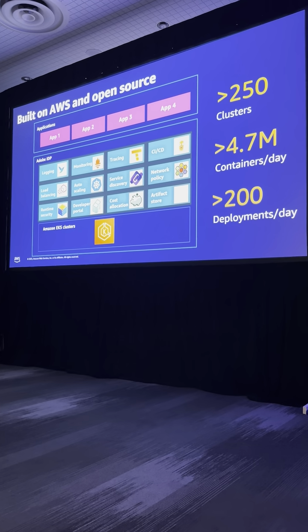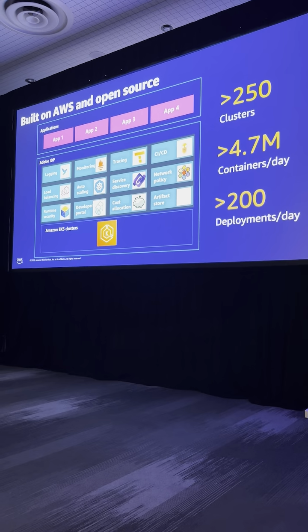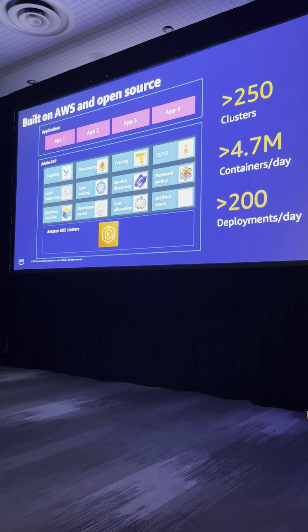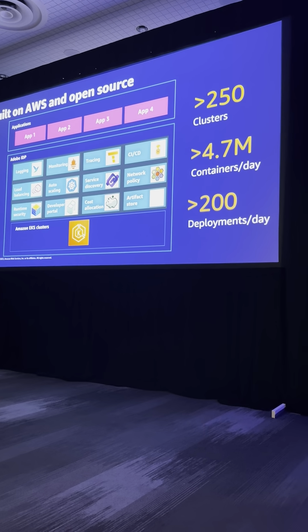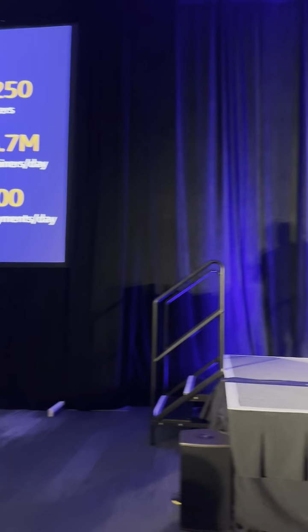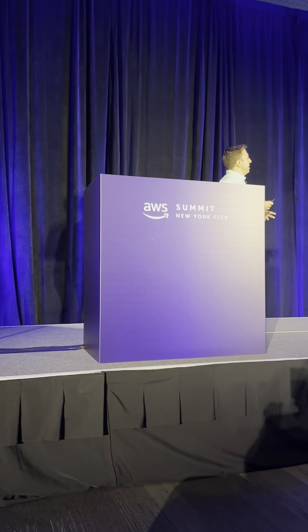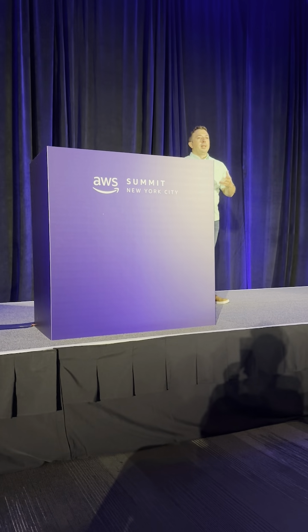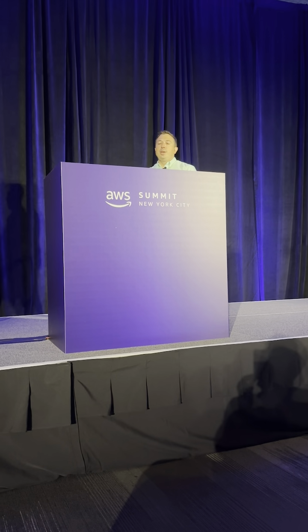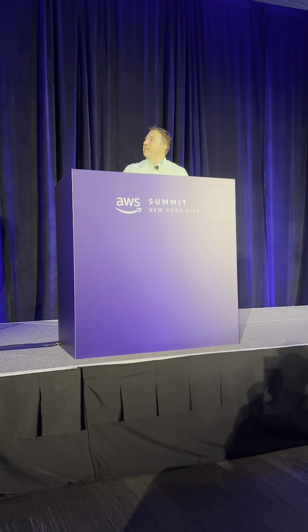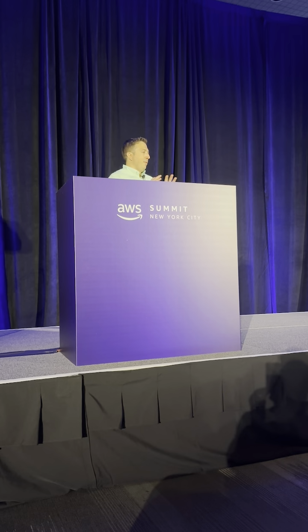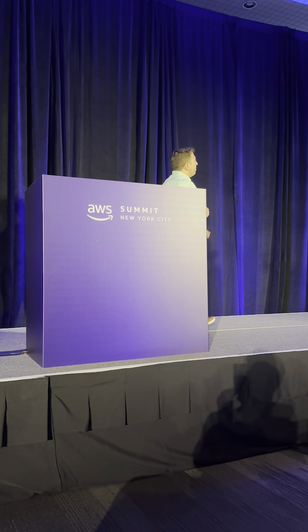Now, what we did was build the platform on Kubernetes. We used a swath of open source tools. Now, we're running about 250 clusters today. We're doing at least 4.7 million containers a day. That's changing constantly. And the same thing with deployments. We're doing at least 200. That number is constantly going up. It's probably way more than that today. But this is to give you an idea of the scale we're working with.